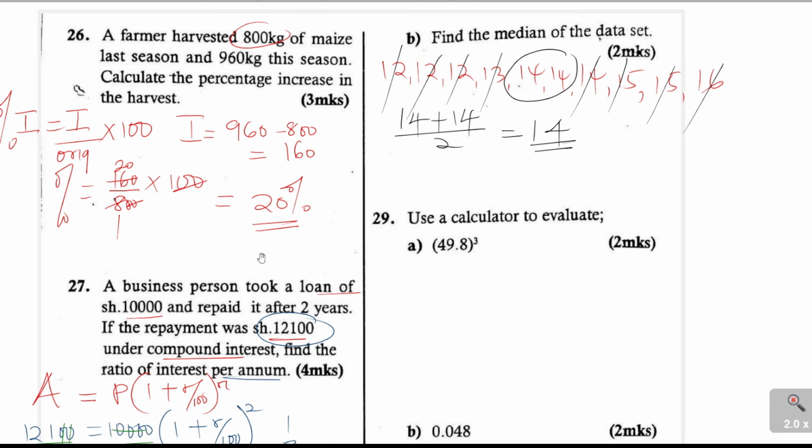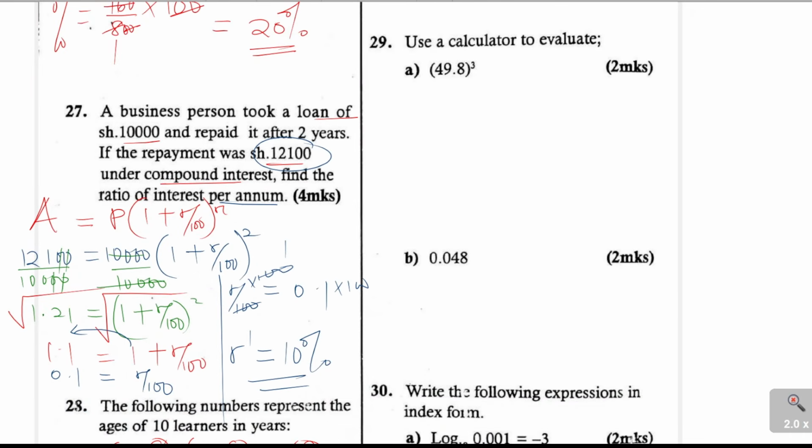Now the next question is very easy, because for this one, you only need to use a calculator. You're supposed to get the cube of 49.8. So how do you get the cube? You simply need to press and feed in 49.8 on your calculator. And then you notice that there is a cube button.